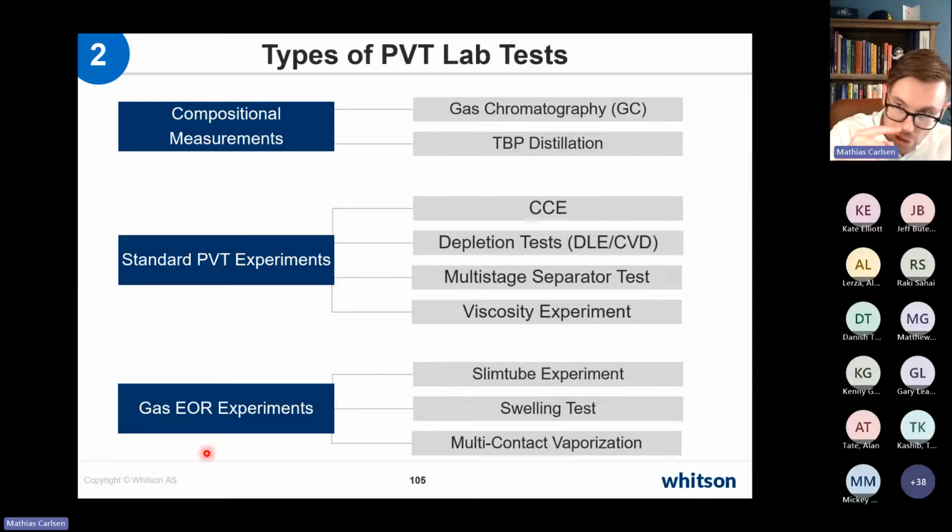So if we start with the compositional measurements, there are two different options. The so-called GC measurement is the most standard way of measuring a composition. But here it is very important to emphasize that we're actually measuring the weight percent of the individual fractions, and not the moles. But we need the moles. We'll talk about that. Then we have the true boiling point distillation, which is actually never really done in practice unless you ask for it.